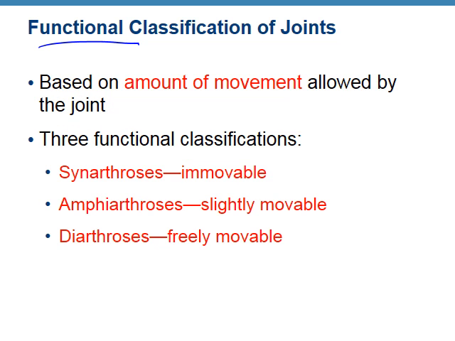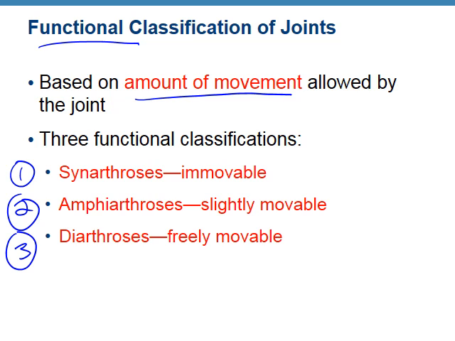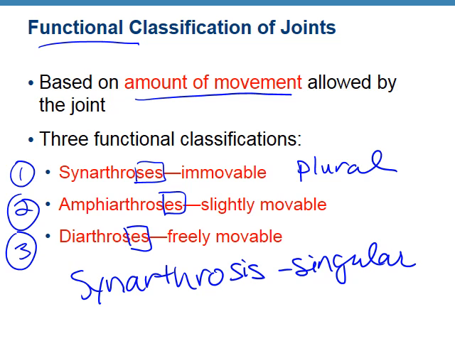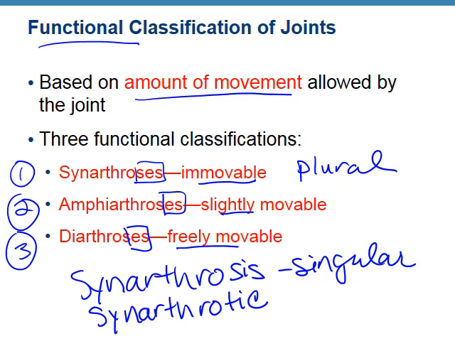Functional classifications are based on the amount of movement at the joint. There are three functional classifications: synarthrosis, amphiarthrosis, and diarthrosis. This ending here is plural. You may also see the singular ending, which is SIS. And then if they're using this functional classification as an adjective, sometimes you see it listed as synarthrotic. You can see here that synarthrosis is immovable, amphiarthrosis is slightly movable, and diarthrosis is freely movable.